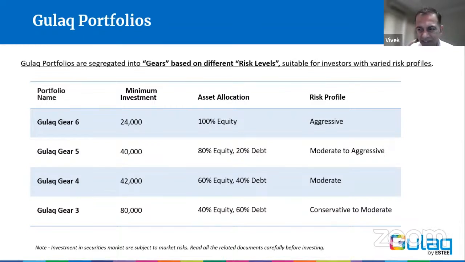And on days like today, I would like to highlight that Gear 6 is not really meant for every investor, because obviously the returns in Gear 6 would be highest since it has 100% equity, but so would be the volatility in this kind of portfolio.